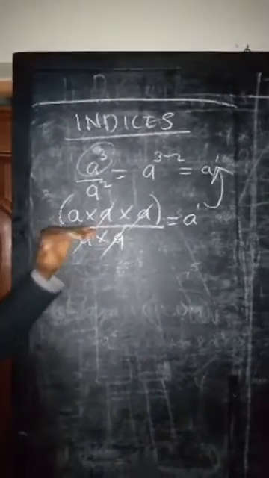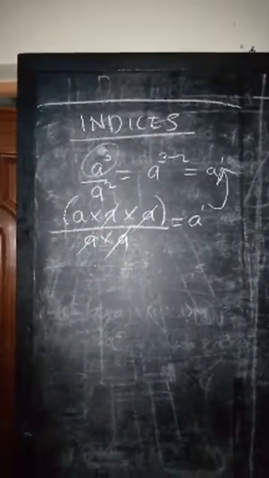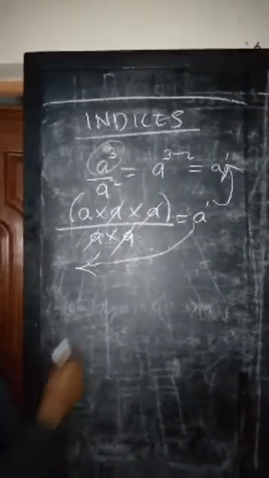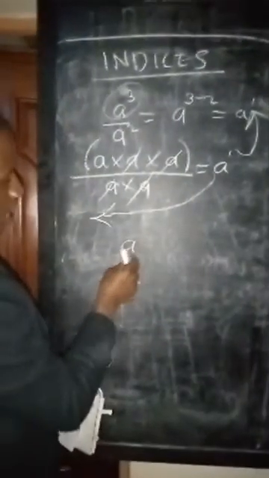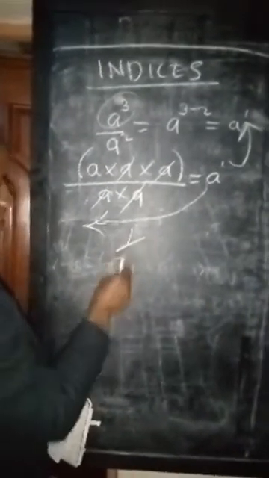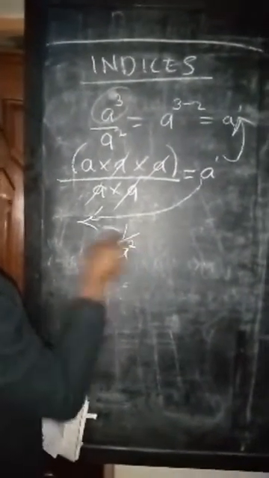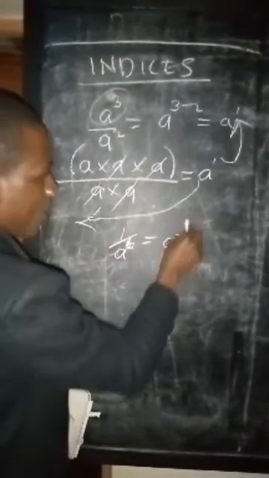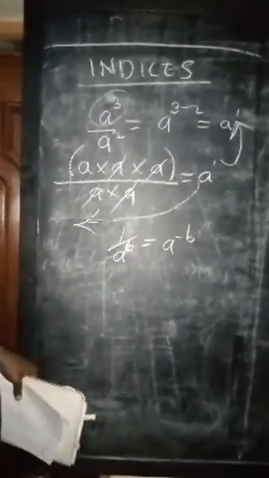We subtract the powers and write the base as it is. This takes us to another rule which we apply in indices, whereby we say 1 over a raised to power b can be written as a to the power negative b. How do we arrive at this?